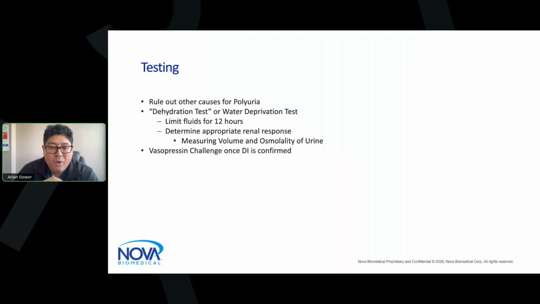Once these other causes of polyuria are ruled out, as we mentioned on the prior slides, the testing for diabetes insipidus is often initiated with a dehydration or water deprivation test. In this setting, patients will often limit their fluid intake for about 12 hours with frequent urine studies looking at both volume and osmolarity to determine the appropriate response of the kidney. Furthermore, vasopressin challenge can be done once the diagnosis of diabetes insipidus is made to confirm the actual etiology of if it's neurogenic or nephrogenic. Next slide.